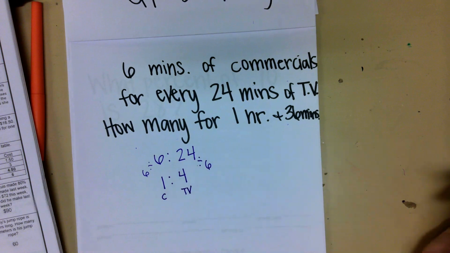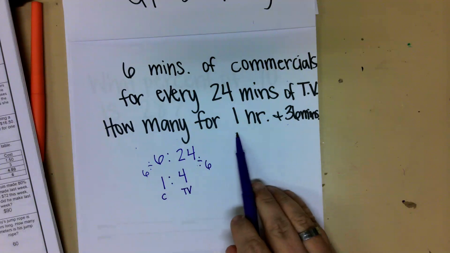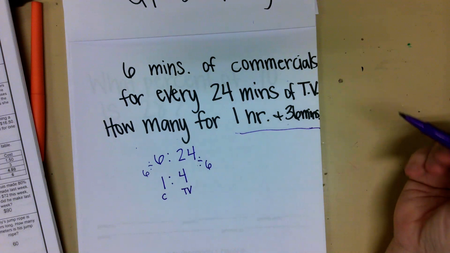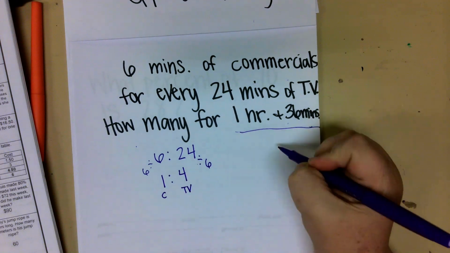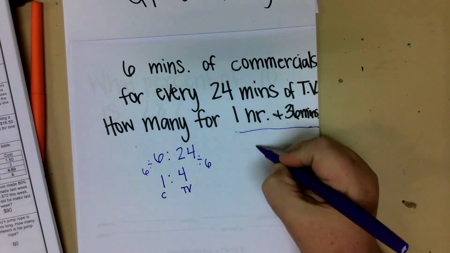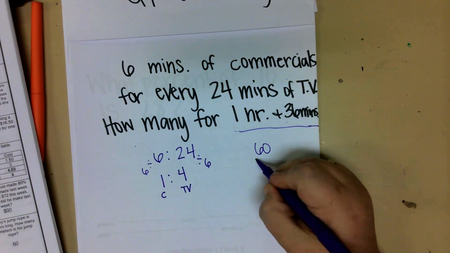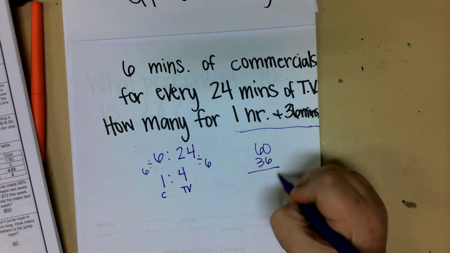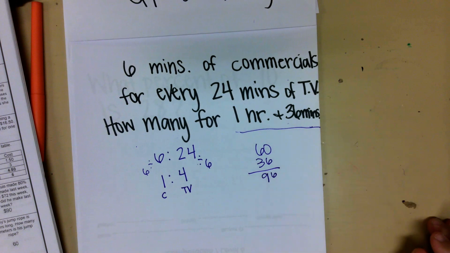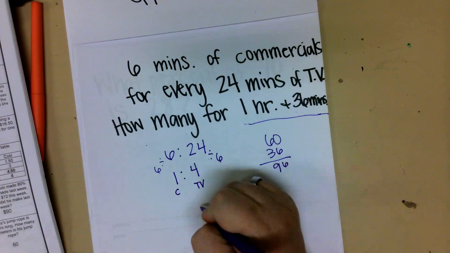Okay, now here's the next thing I need to take care of. This is not all in minutes, right? And we want to always make sure we're comparing the same unit. So I need to first get all of this into minutes. I know in 1 hour there are 60 minutes, plus this 36 minutes. So if I add that all together, that gives me 96 minutes. That's the TV.